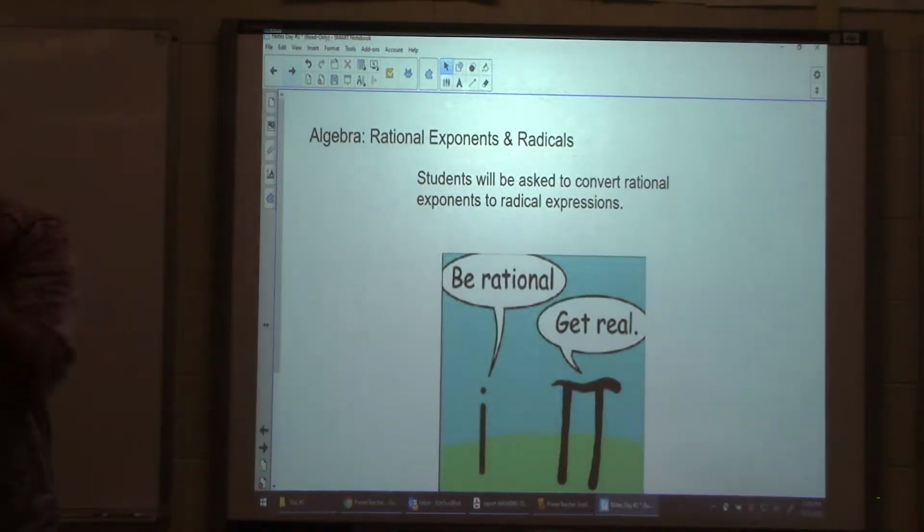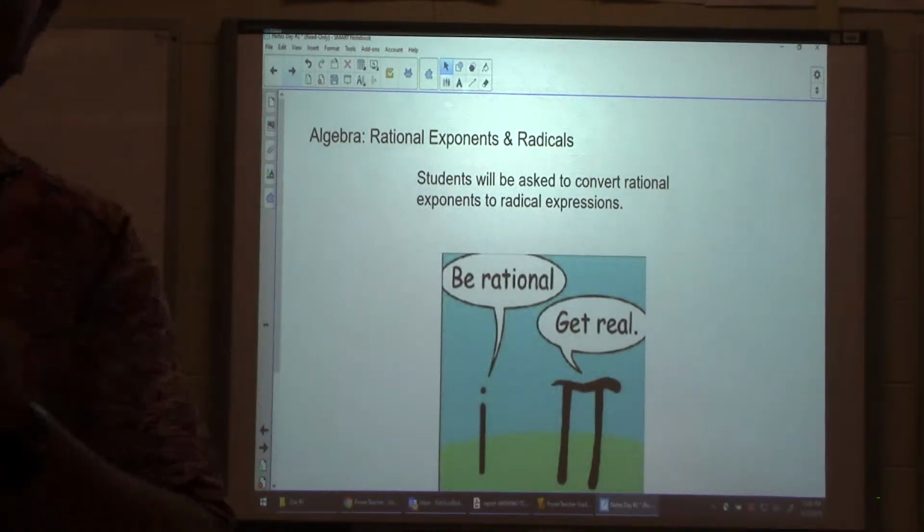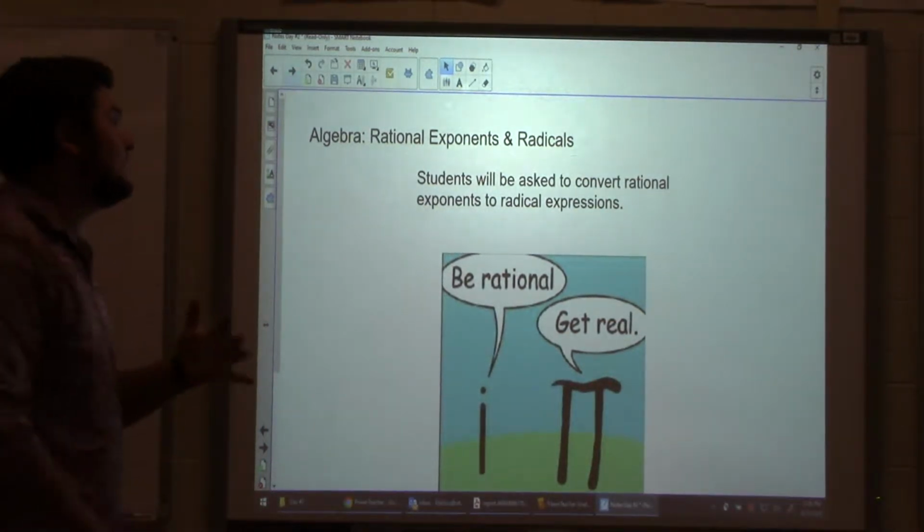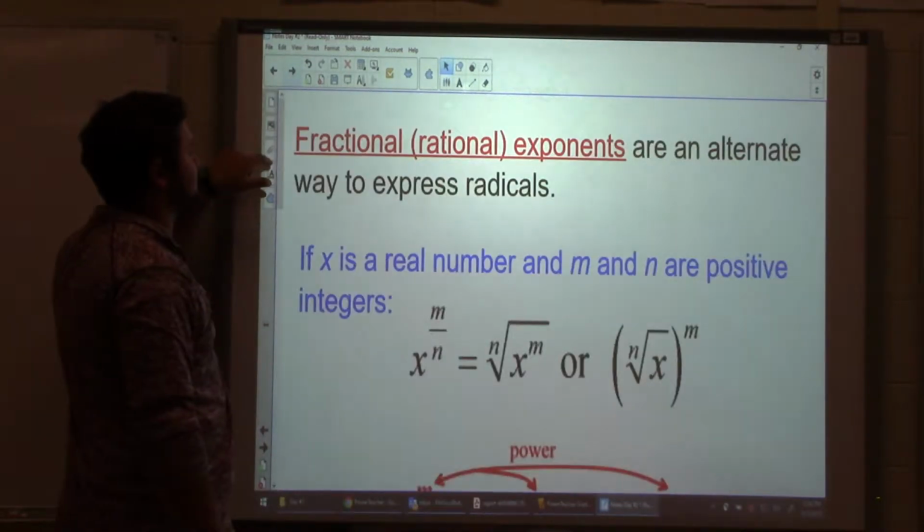All right. Hey, let's do our notes quick. So today is going to be something new, probably something you haven't done before. It is relatively easy once you get the hang of it. So we're talking about converting rational exponents to radical expressions.